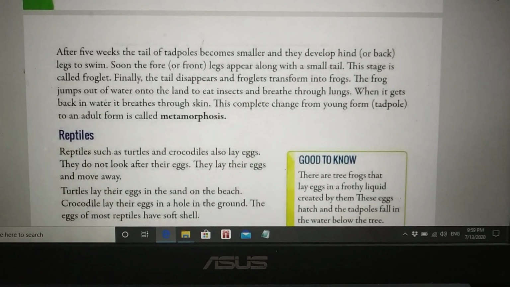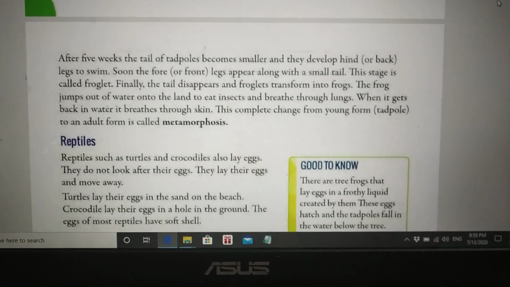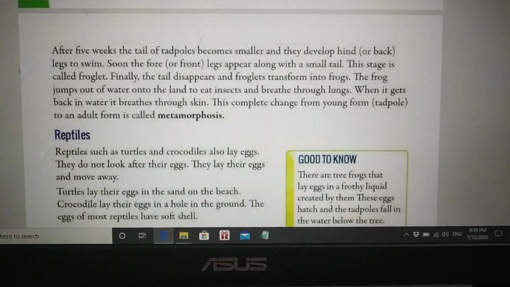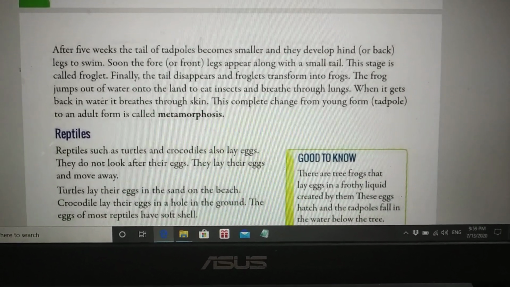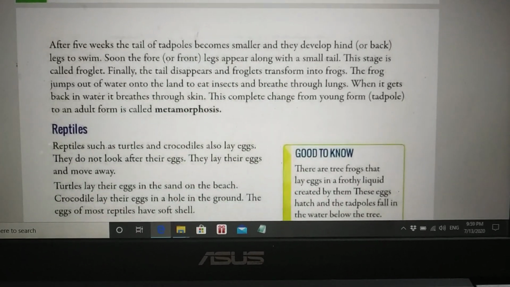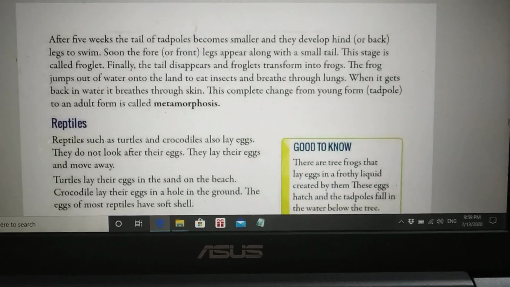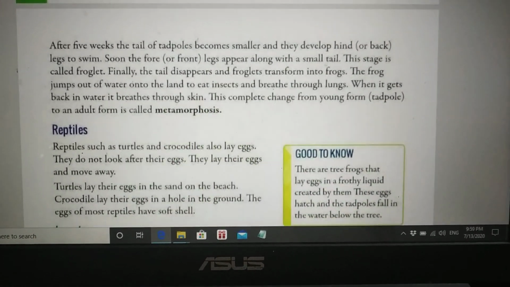This complete change from the young tadpole to an adult, that means the whole life cycle, from a small tadpole that looks different from a frog to a big adult frog, this whole process is called metamorphosis.